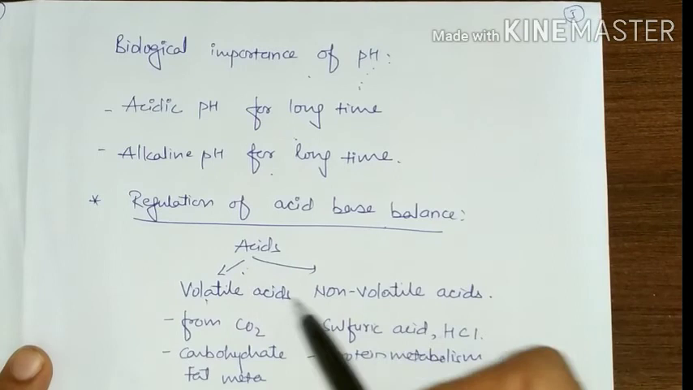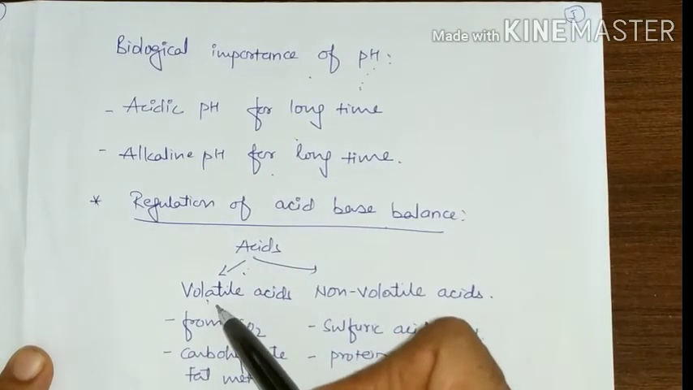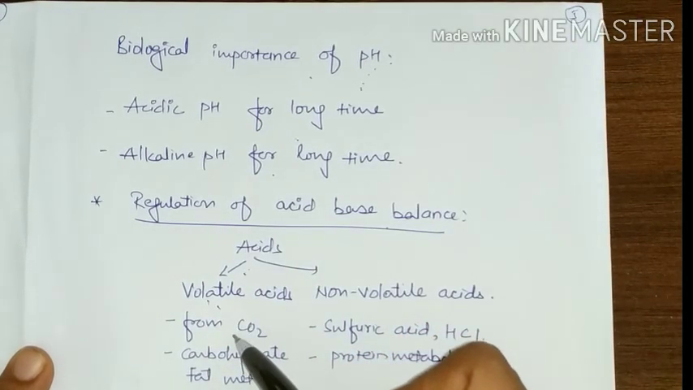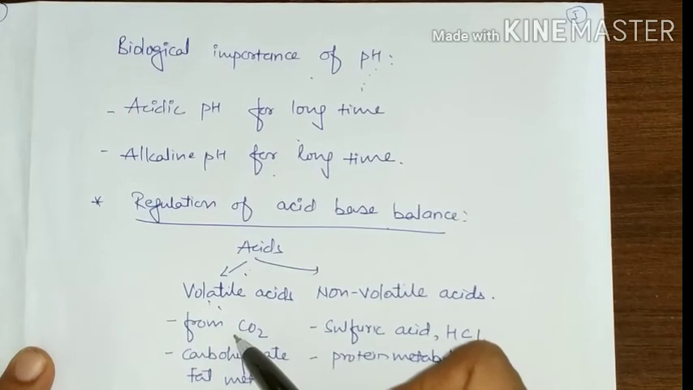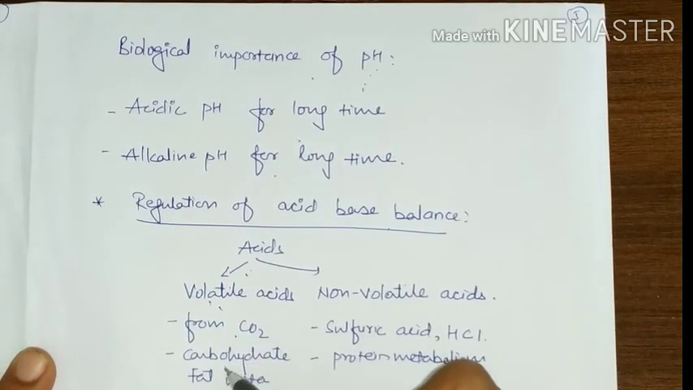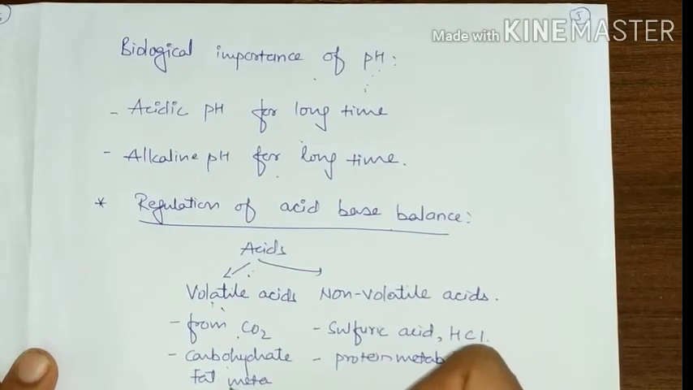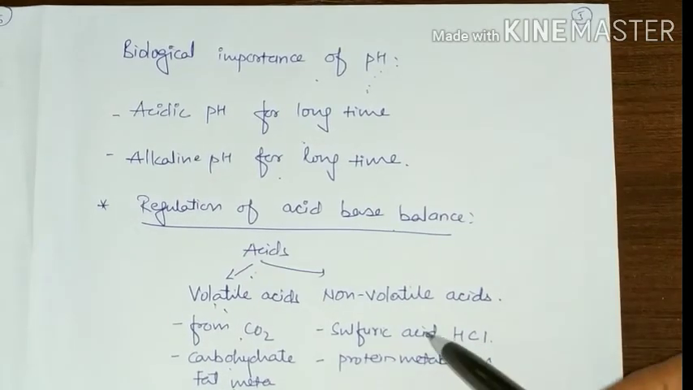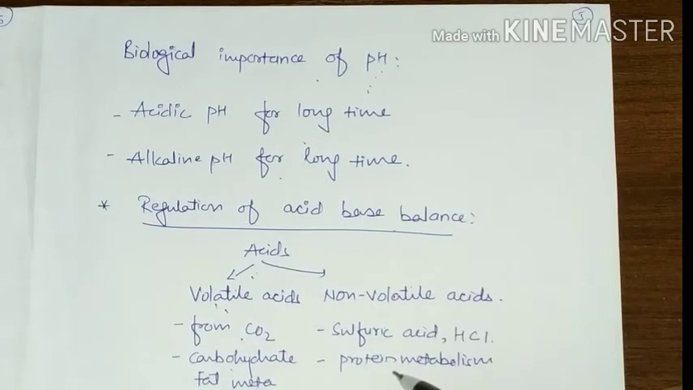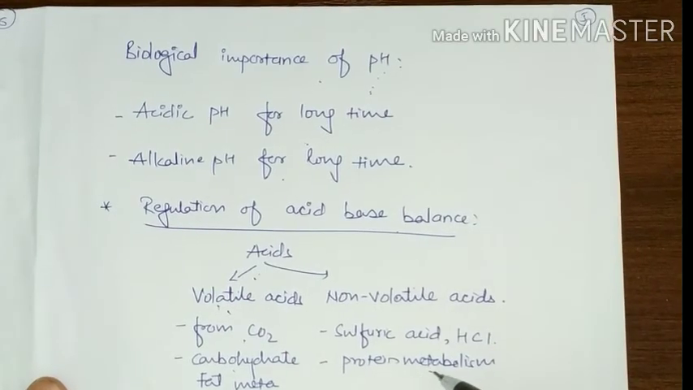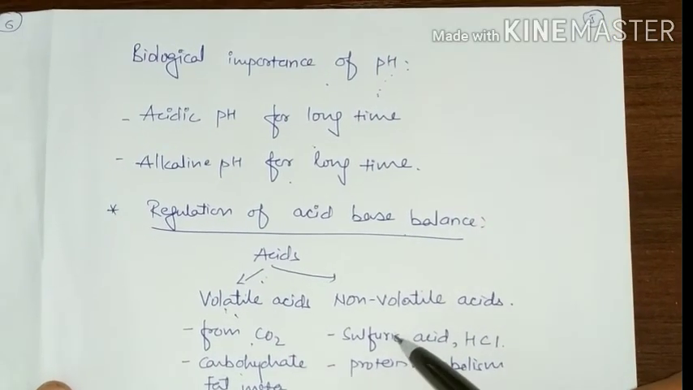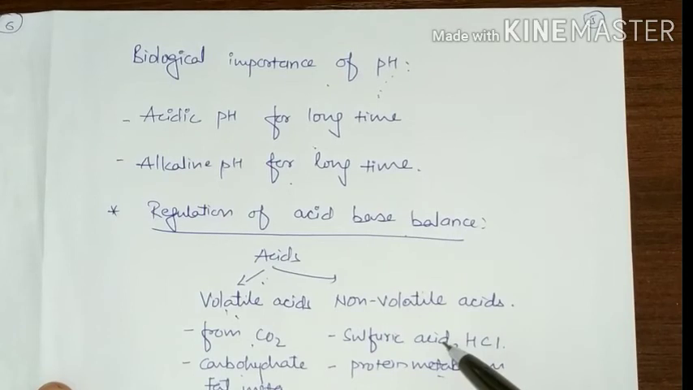Volatile acids, why are they known as volatile? Because they are derived from carbon dioxide and they are produced during the metabolism of carbohydrate and fat, and they can be easily removed by expired air. Non-volatile acids are produced by protein metabolism, and they are sulfuric acid and hydrochloric acid.